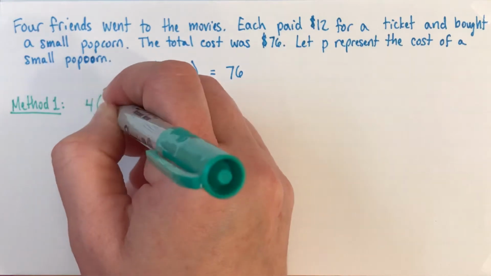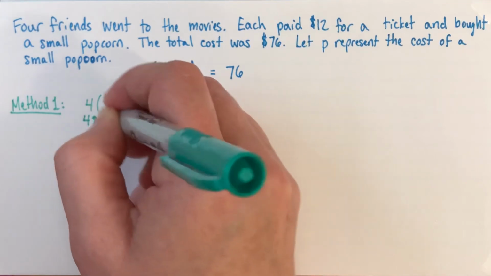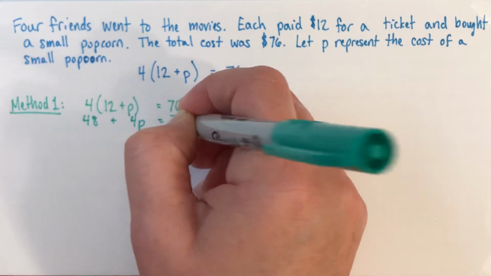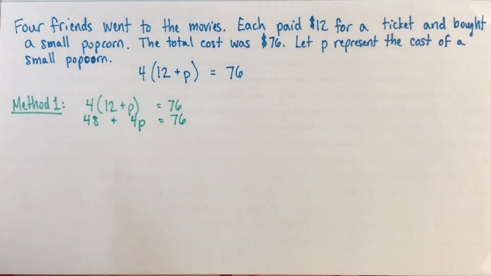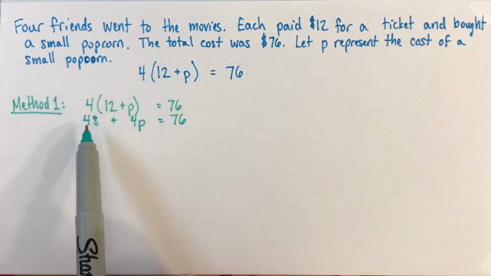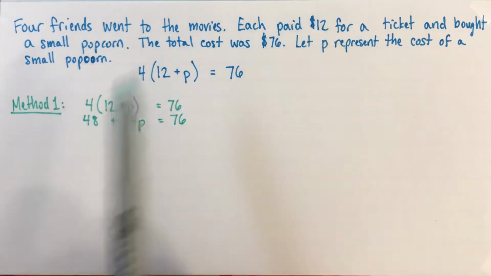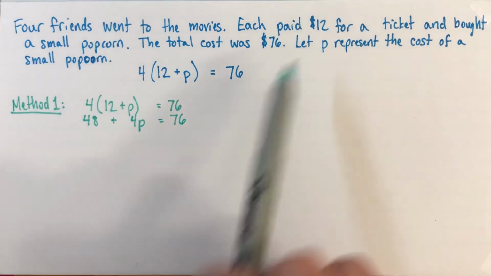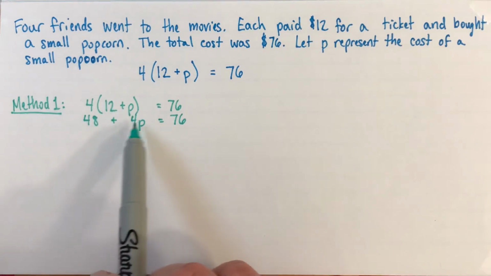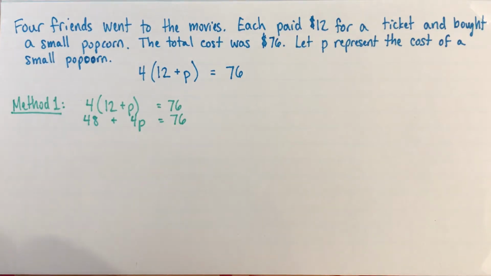So we've got 4 times 12 is 48. 4 times P is 4P, and that is equal to 76. So some people, if you ask them to write an expression for the total cost, would almost write this automatically. They'd think, well, for the tickets, 4 friends paid $12 each, so that's 48. And for the popcorn, it's 4 times P, so that's 76. Right? So you may have been thinking something more along these lines originally. So these are exactly equivalent.